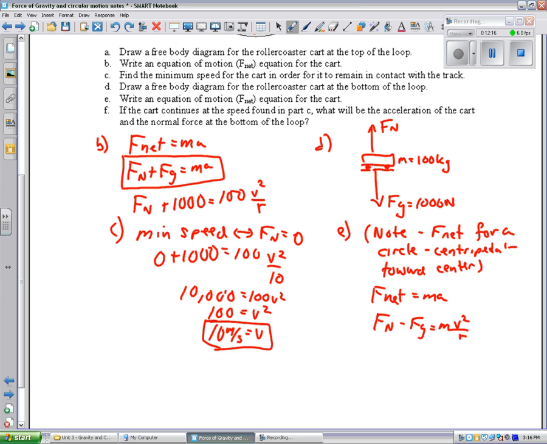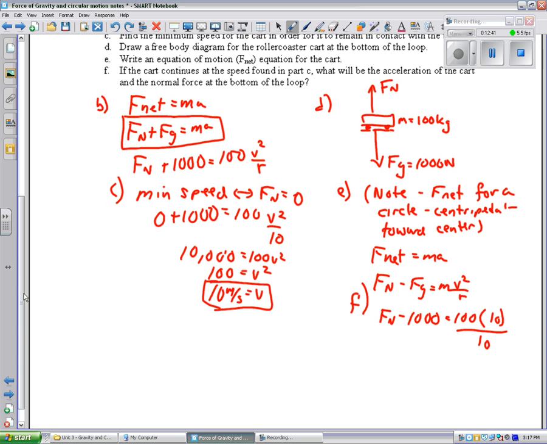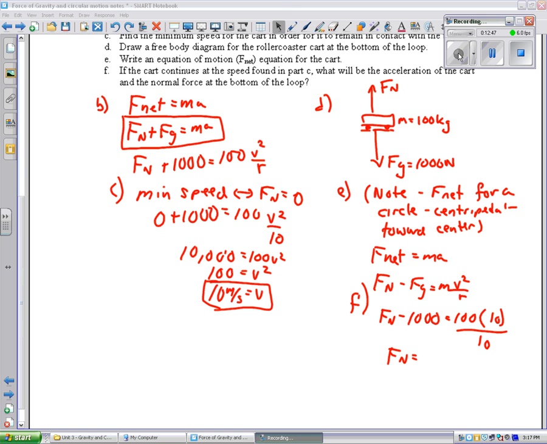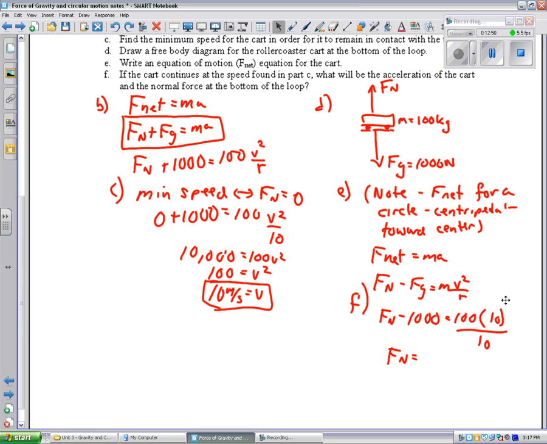Now in part F, we're being asked to find that normal force if it's going at the same speed. So Fn minus our Fg, which is 1,000, equals 100. We said it's going to be the same speed, which is 10, over r, which was 10. And then when we solve, we will get Fn equals, oh, I knew that didn't look right. I forgot the square over here. Okay, so this is squared. And then if we solve that, we'll get Fn equals 2,000 newtons.